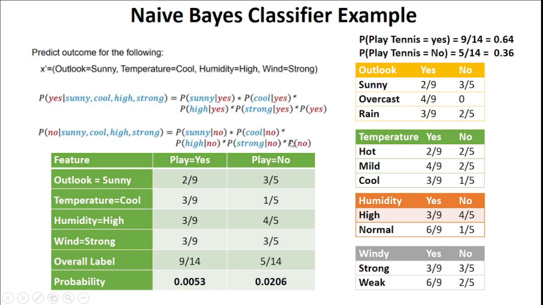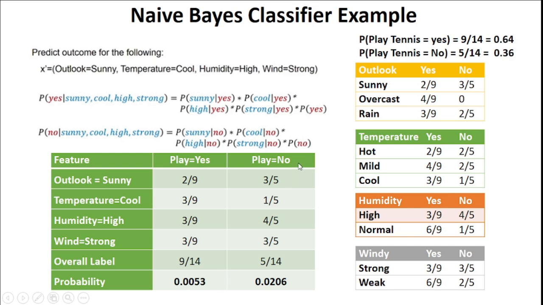If you substitute all those values here, the probability of sunny is 2 by 9, temperature when it is cool is 3 by 9, humidity when it is high is 3 by 9, and wind when it is strong is 3 by 9. The overall label for play tennis is 0.64, that is 9 by 14. If you multiply all those values, you will get 0.0053.